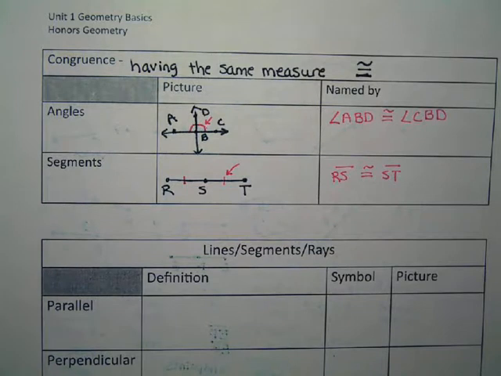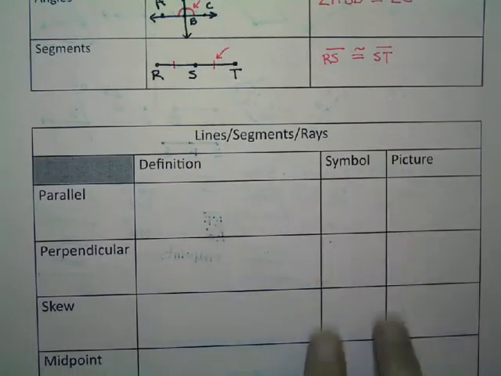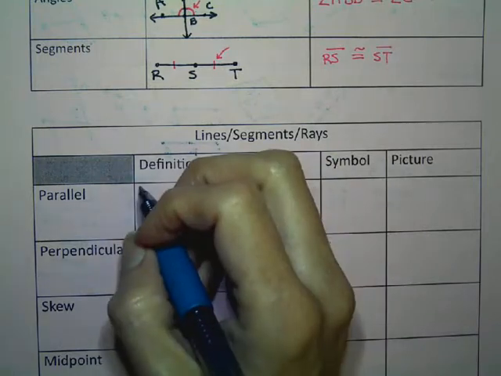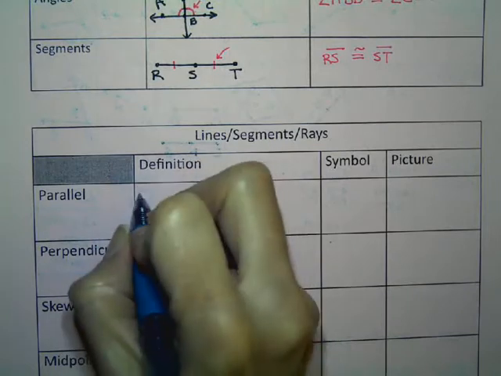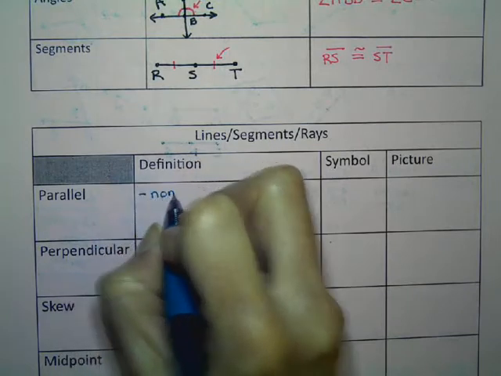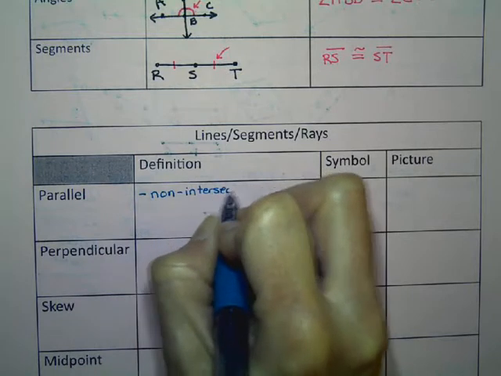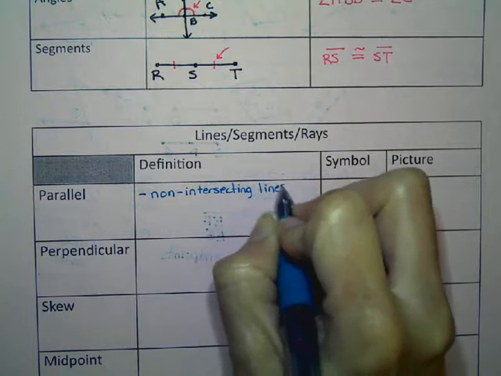Alright, some review on words you may have known from before. Parallel are lines that never touch. Most of us probably remember what they look like. These lines would be considered parallel here. So, what makes them unique this year? They are non-intersecting lines on the same plane. Means they never touch, but they're on the same plane.